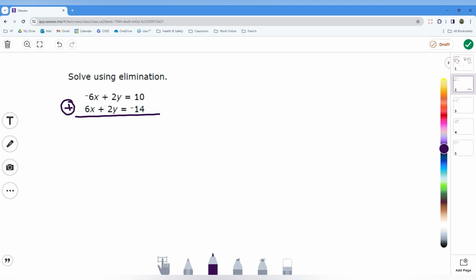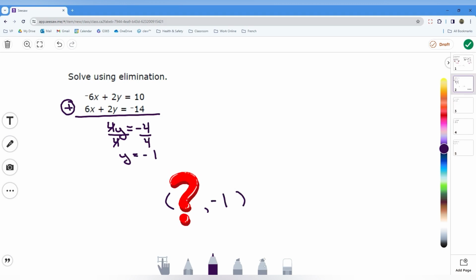Minus 6 plus 6, I don't have any x's anymore. 2 plus 2, I have now 4 y's. 10 plus minus 14 is a negative 4. And now I would have to divide both sides by 4, and that leaves me with an answer of y equals negative 1. What we found, again, in our solution for our ordered pair now is the y value first this time. So now I need to take this y value and put it back into either equation 1 or equation 2. You can decide.